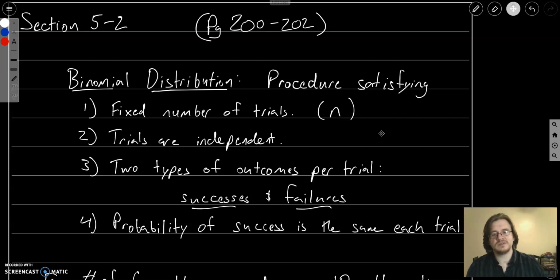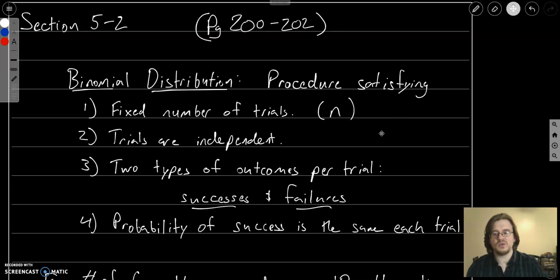So a binomial distribution is going to be any procedure that satisfies the following four things. And one thing to keep in the back of your mind is, let's say that we're flipping a coin and we're counting how many heads we get. The first thing to notice is that a binomial distribution has to have a fixed number of trials. So if we're flipping coins, we've got to flip the coin exactly n times. So maybe we flip the coin 10 times or 100 times, as long as that number is fixed.